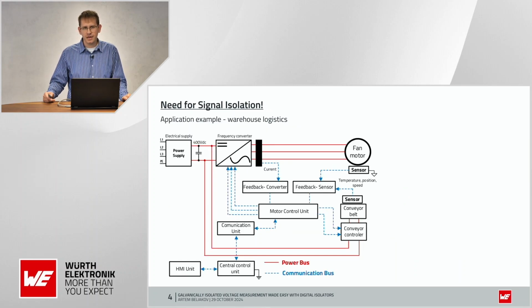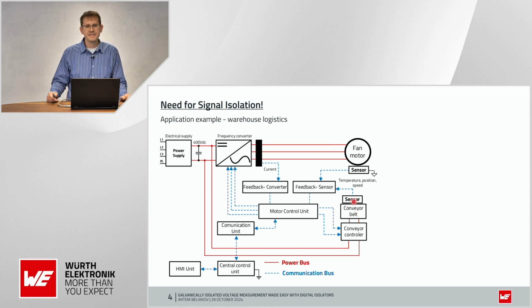This slide shows a good example of signal isolation. This is warehouse logistics. This is, let's say, a common place for strong magnetic fields, for EMI noise, and so on, because many power devices or power machines are located here. For example, a frequency converter, fan motor, and conveyor belt.